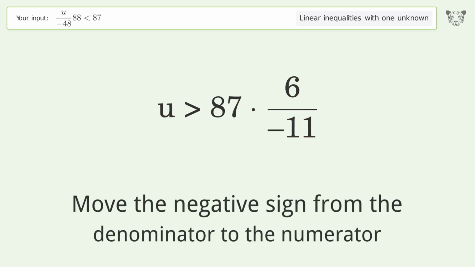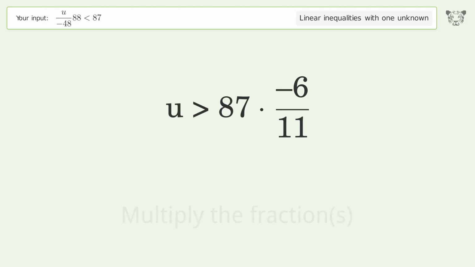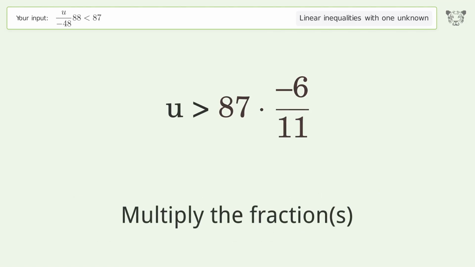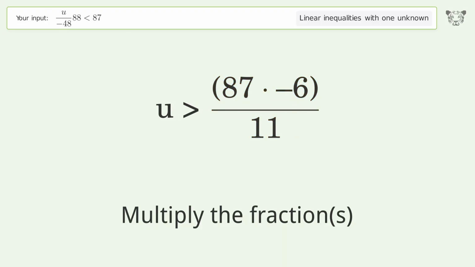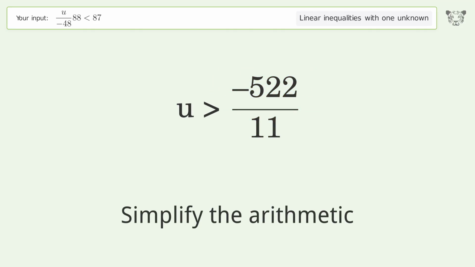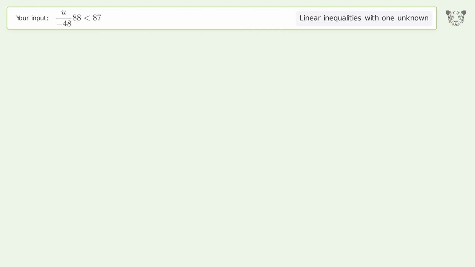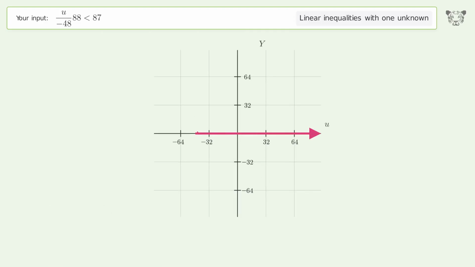Move the negative sign from the denominator to the numerator. Multiply the fractions. Simplify the arithmetic. Plot the solution on a coordinate grid. And so the final result is u greater than negative 522 over 11 greater than negative 475 over 11.